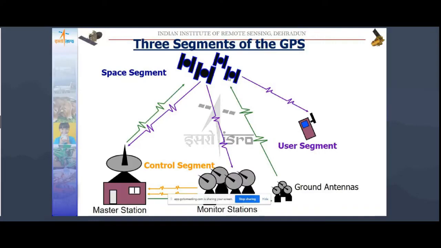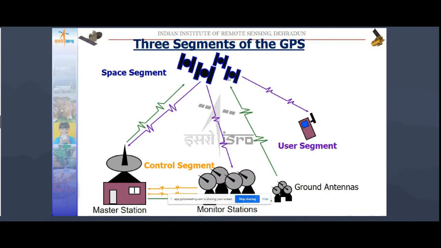Suppose every 2 hours this information is updated. So every 2 hours the satellite will have a new coordinate at a particular time. The coordinates will have a particular time, like 2 hours, 4 hours, and we talk about this in UT, universal time. Then the satellite transmits this information.